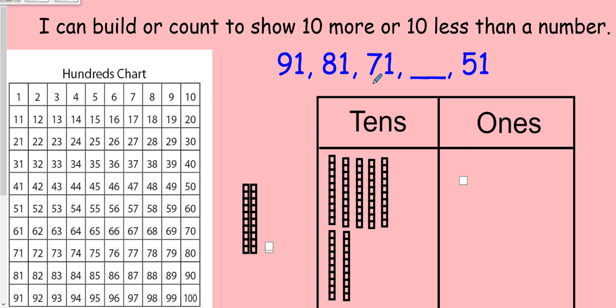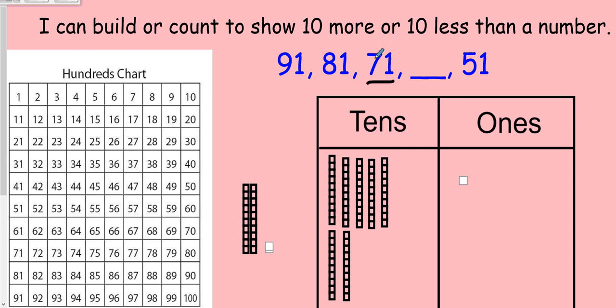Let's use 71 to help us because 71 comes right before the number that's missing. I'm going to put a line under it to remind myself that 71 is going to be the number I'm using to help. So to use our place value chart or our tens and ones board, I need to first make sure 71 is built correctly.